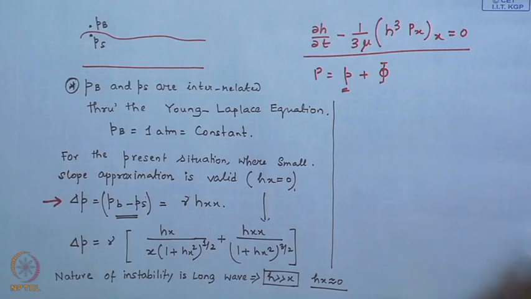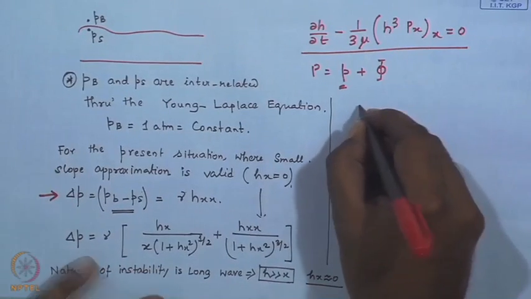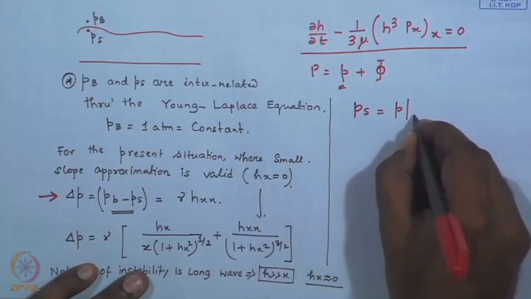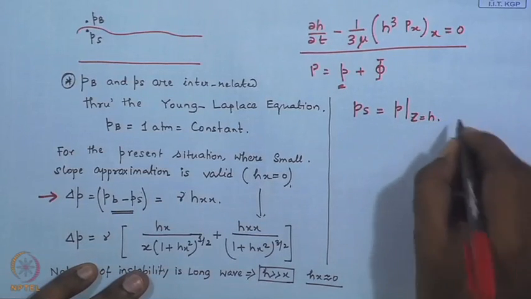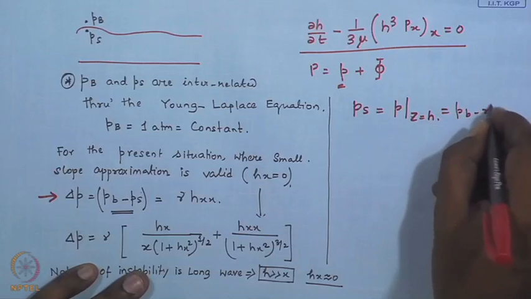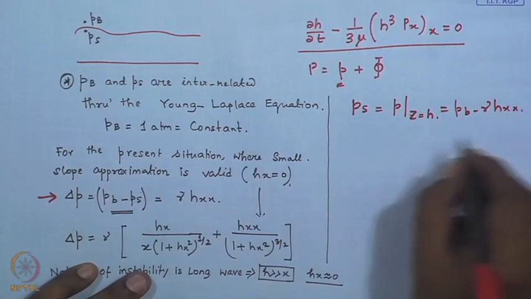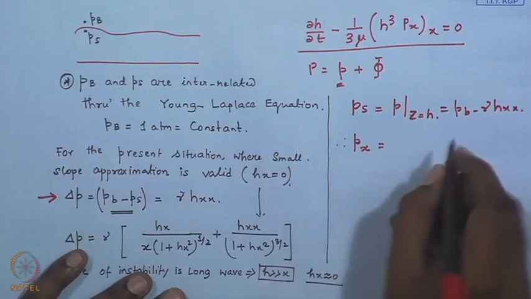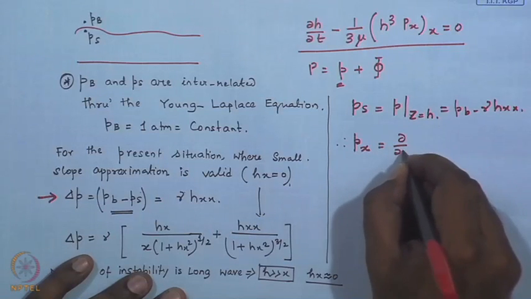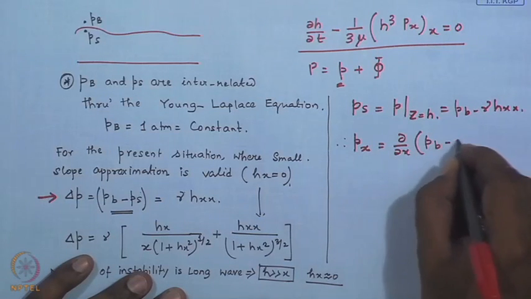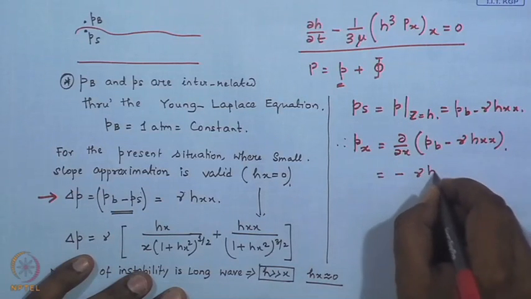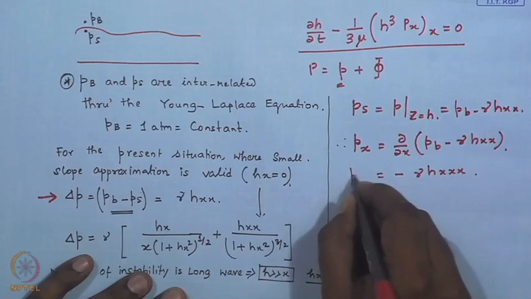Okay. Now, what we get is Ps is equal to P evaluated at z is equal to h, which is Pb minus gamma Hxx. Therefore, Px, if we differentiate it, so this is essentially del del x of Pb minus gamma Hxx. Pb is constant, so what you are left with is minus gamma Hxxx.